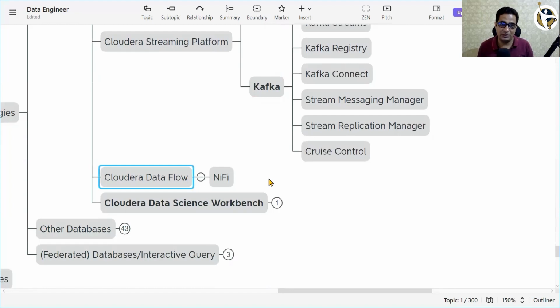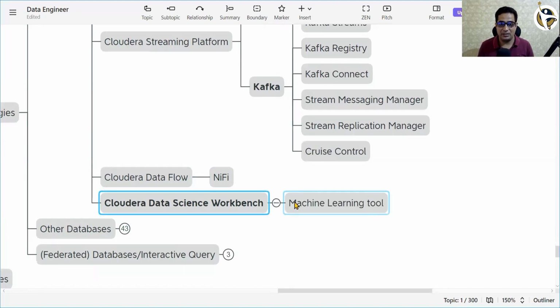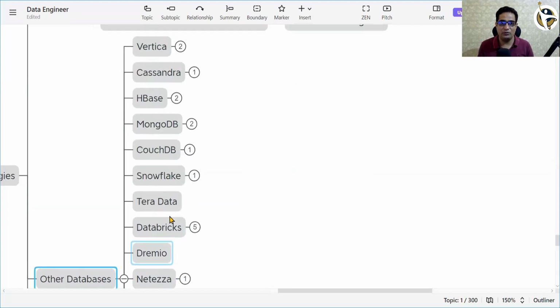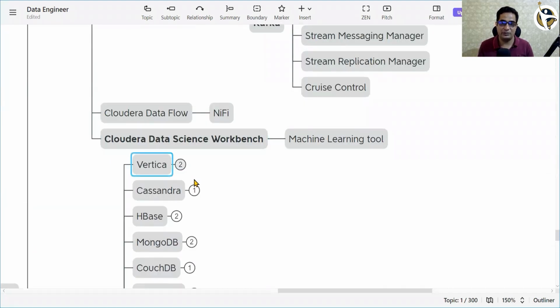Then Kafka data flow, the NiFi tool, is very important. So they come up with this CDF platform, that is NiFi, a very powerful and very costly tool when it comes to the Cloudera platform. Cloudera has another tool also, that is Cloudera Data Science Workbench. So if you want to perform a machine learning kind of activity, or you want to generate a machine learning model, that's where you can use Cloudera Data Science Workbench.